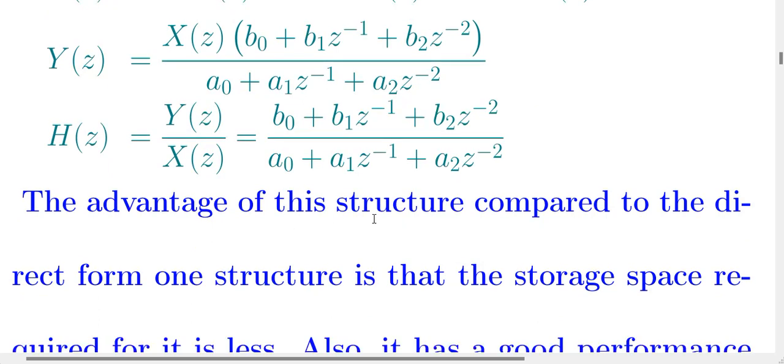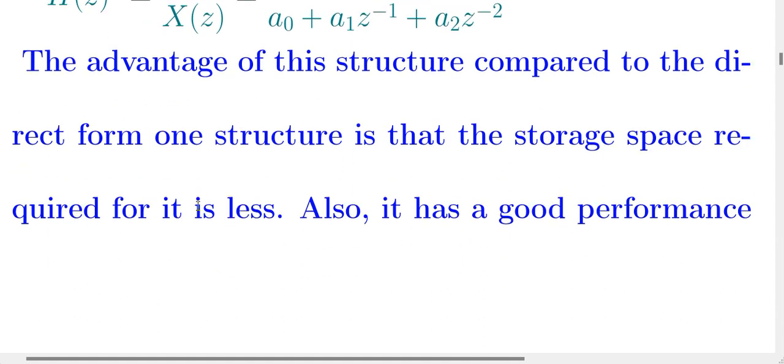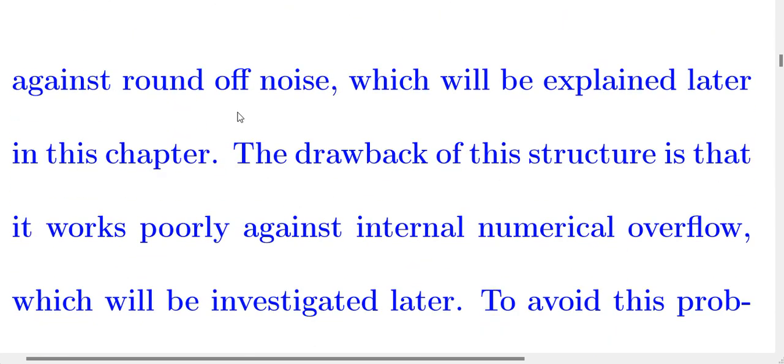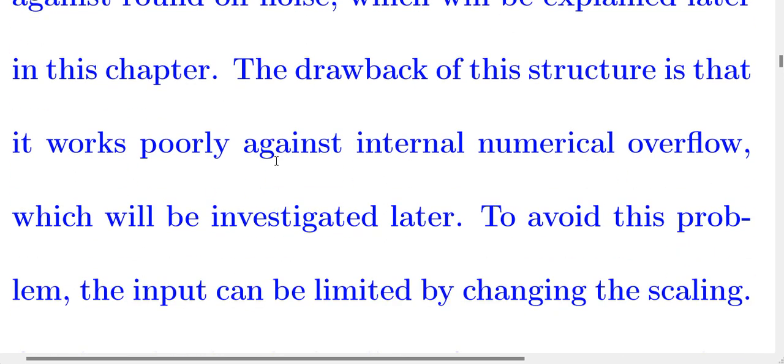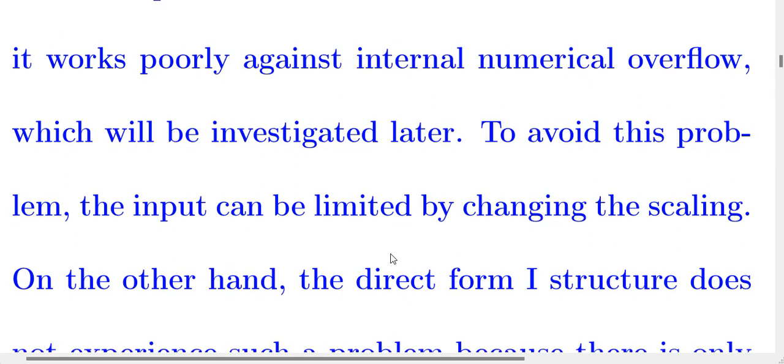The advantage of this structure compared to direct form 1 structure is that the storage space required for it is less. Also, it has a good performance against round-off noise, which will be explained later in this chapter. The drawback of this structure is that it works poorly against internal numerical overflow, which will be investigated later again. To avoid this problem, the input can be limited by changing the scaling.